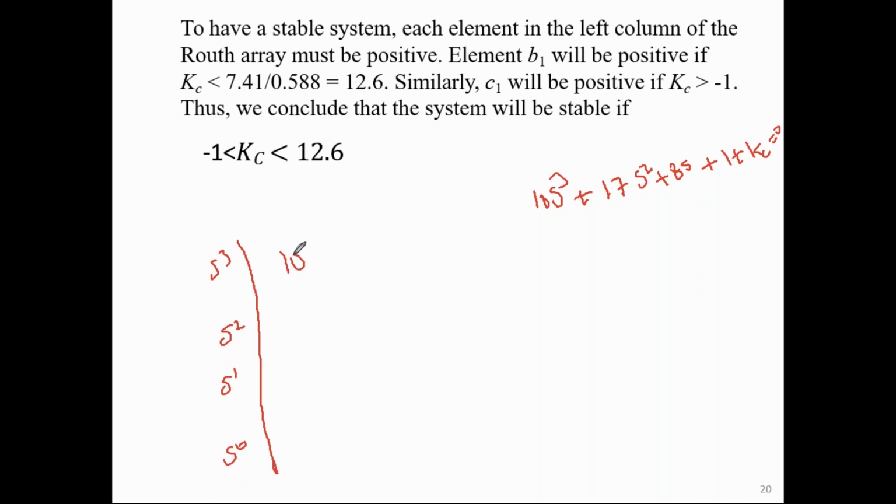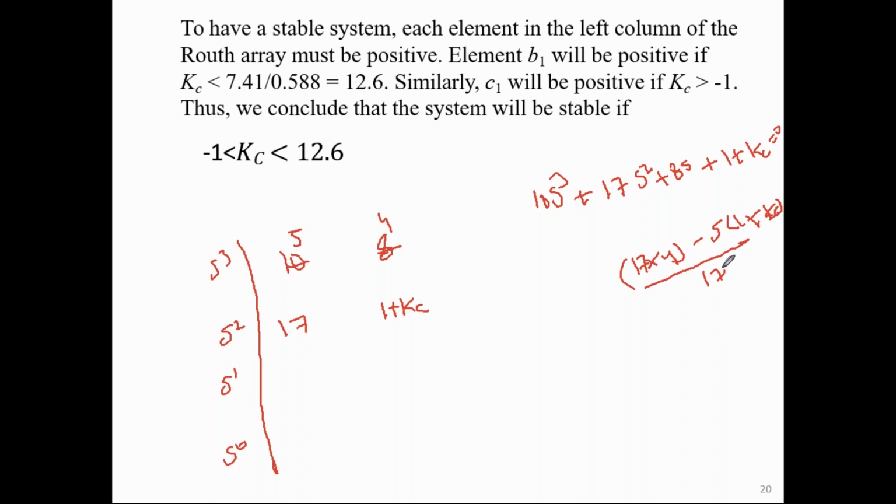10, yes, next 17, 1 plus kc. You can write 10 8, right? This is 10 8. So here 5 2, 5 2 4, we can write it this way as 5 4. Okay? So to find the s1 row, 17 into 4 minus 5 into 1 plus kc, divided by 17. Let's see how it simplifies.